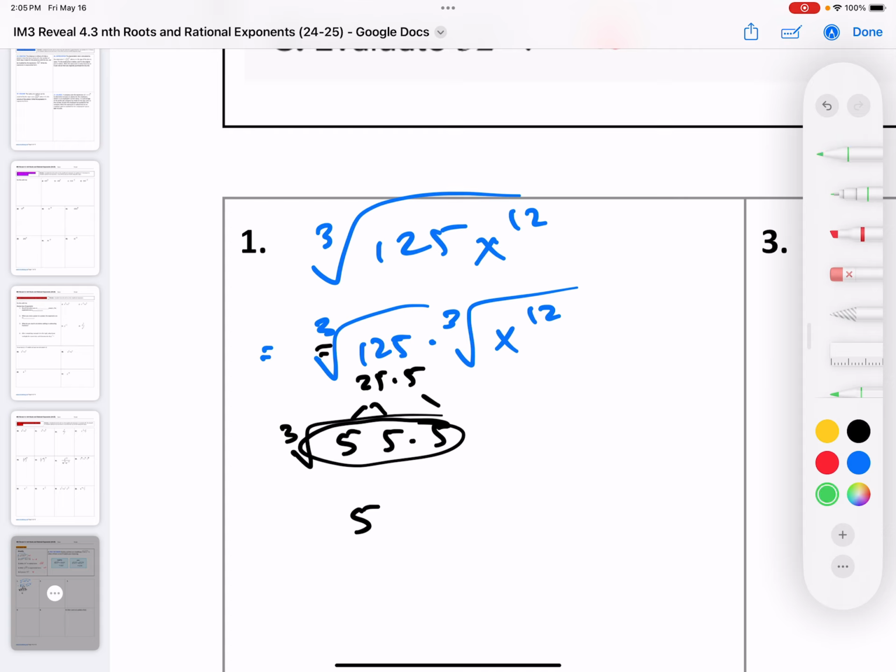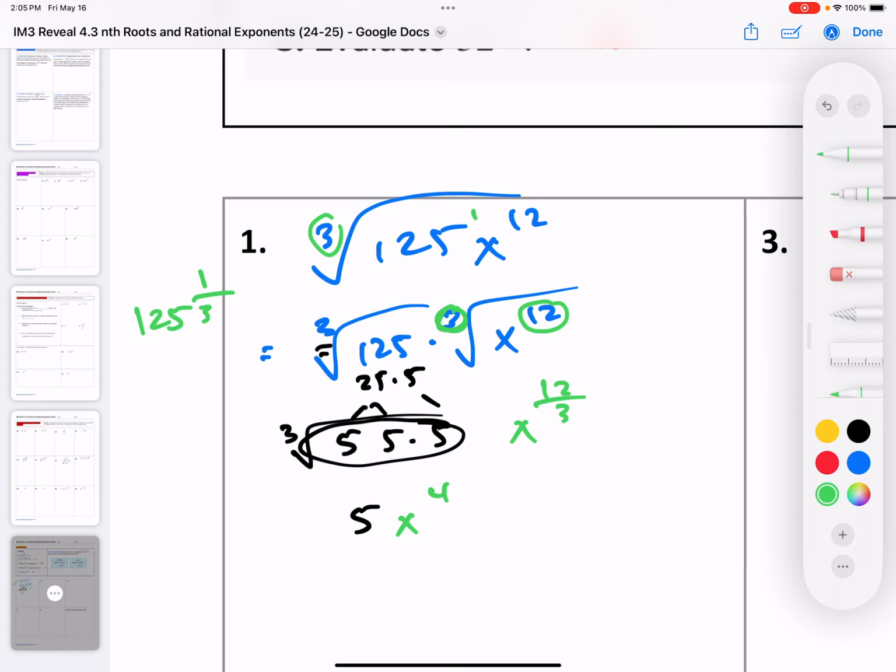Another way of doing that is doing what we learned this week. Inside goes on the top, out on the bottom. So you have 125 to the 1/3 power, and you can just put that in your calculator and still get 5. You could do the same thing over here. So you have inside, top, bottom, outside goes to the bottom. So you have 12 divided by 3, and that should give you 4.